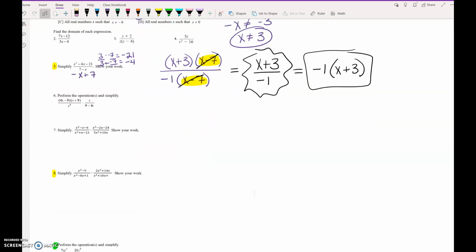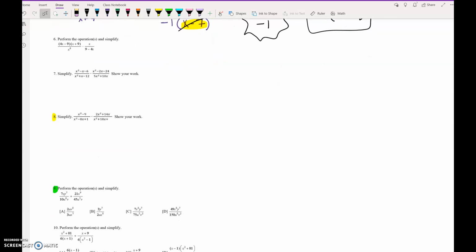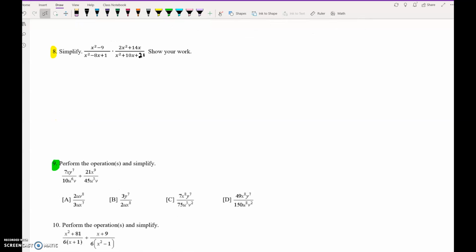The next problem that is the most similar to the test is number 8. This is the kind where you have to factor, and then see what cancels. I just realized that when this printed, it didn't print that 21. I think it's printed correctly on your paper, but it just didn't print on my copy for some reason. So if we factor x squared minus 9, that's difference of 2 squares. We get x plus 3, x minus 3.